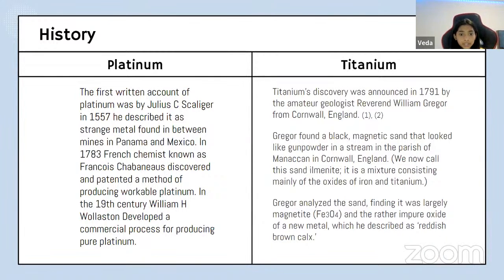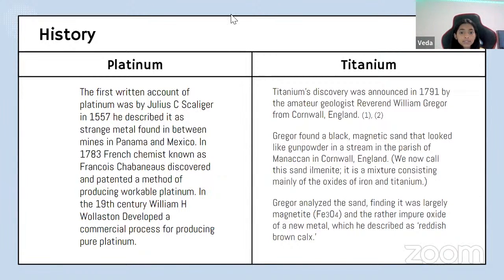The first written account of platinum was by Julius C. Scaliger in 1557. He described it as a strange metal found in between mines in Panama and Mexico. In 1783, French chemist Francois Chabaneau discovered and patented a method of producing workable platinum. In the 19th century, William H. Wollaston developed a commercial process for producing pure platinum.